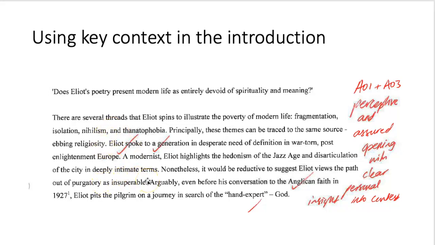Here's the key. Nonetheless, there's your hedge. It would be reductive to suggest that Eliot views the path out of purgatory as insuperable. Arguably, even before his conversion to the Anglican faith in 1927, Eliot puts the pilgrim on a journey in search of the hand of God.